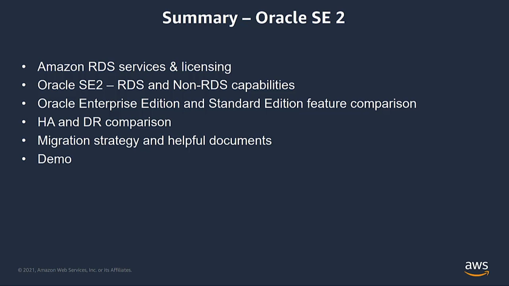Then we looked at different high availability and DR configurations and what kind of RPO and RTO you should expect. We also looked at the migration strategy and some helpful documents through those links that would be helpful in migrating your Oracle database over to Amazon. Now we are going to look at the demonstration of Amazon RDS when it is running Oracle Standard Edition 2.